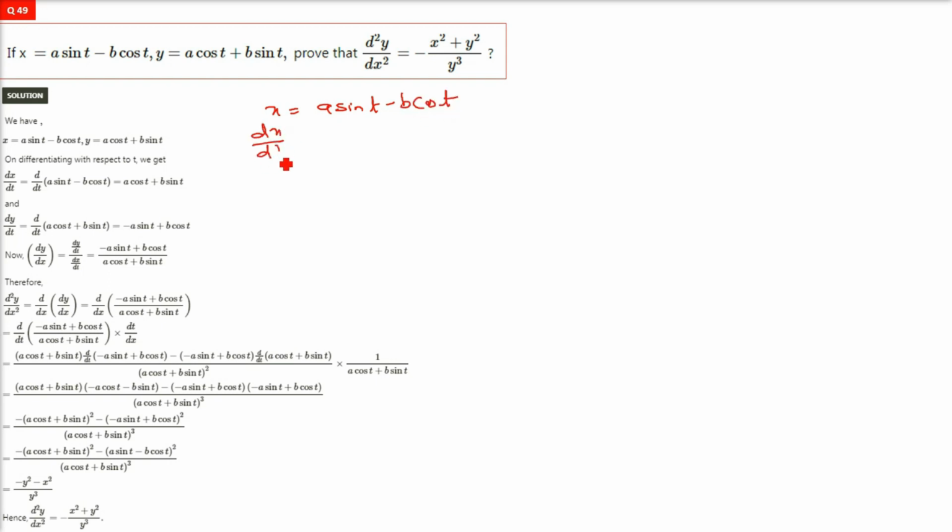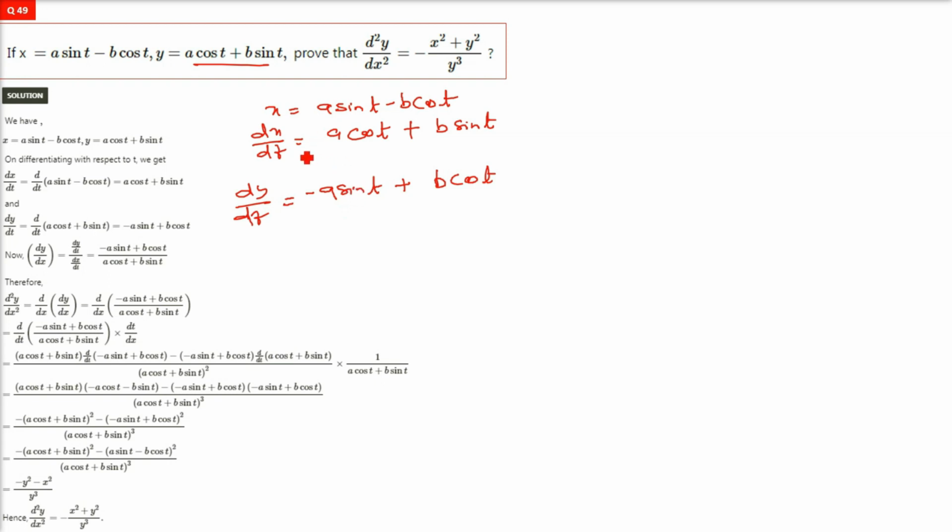I mean x and y, you'll just see. x is equal to a sin t minus b cos t. dx by dt is what? It's a, sin t is cos t, minus b cos t is minus sin t. So I'm making it as plus. And this dx by dt or dy by dx, all this we are going to use in just a while. So y we already know, it's a cos t plus b sin t. So it will be minus a sin t plus b cos t.